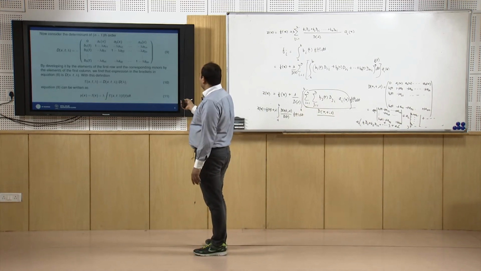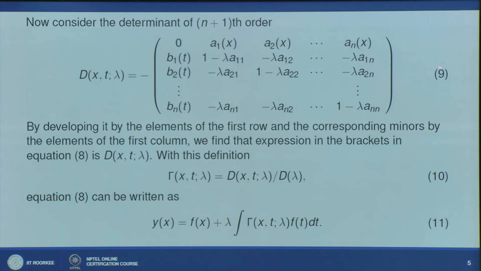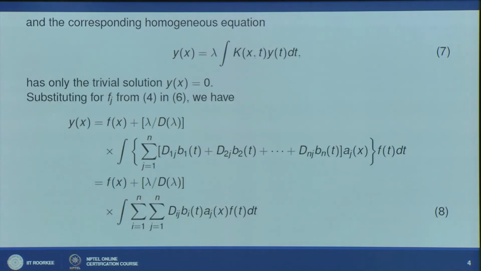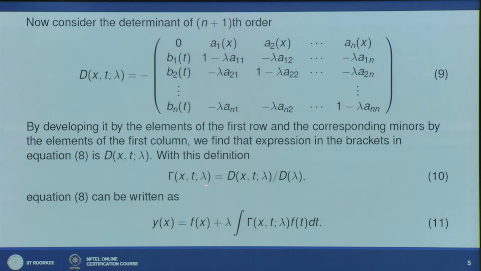So here this D(x,t;λ) is defined in equation number 9, and we are solving this by developing it by the elements of the first row and the corresponding minus by the elements of the first column. We find that the expression in this bracket is nothing but the D(x,t;λ). So it means that our solution can be written as y(x) = f(x) + λ ∫ from a to b of [∂D(x,t;λ)/∂λ] f(t) dt.